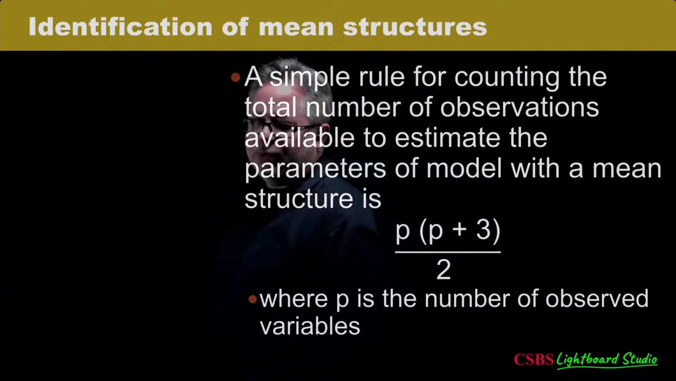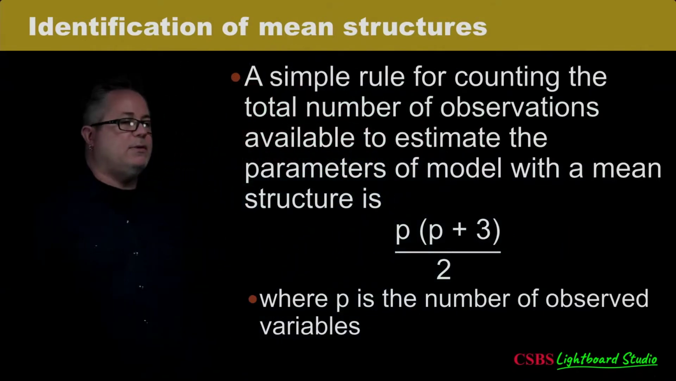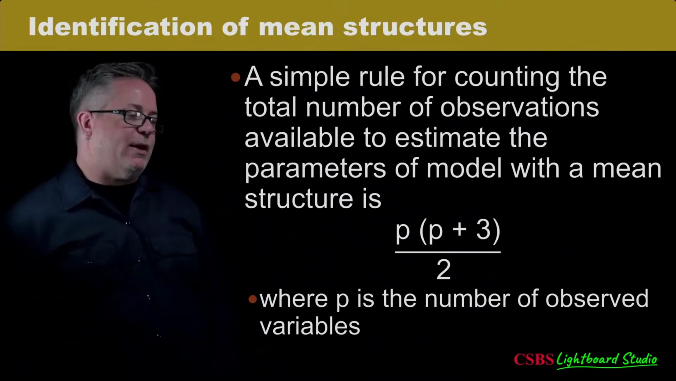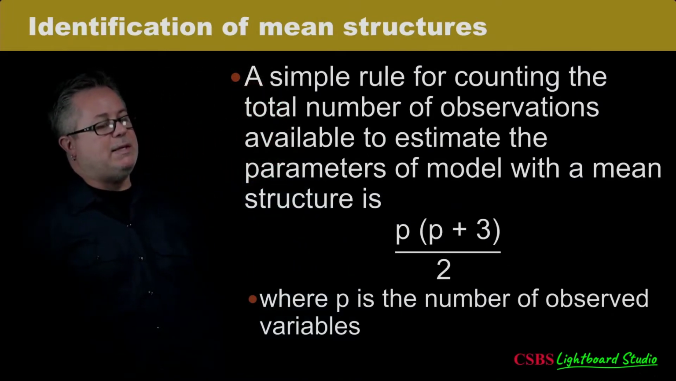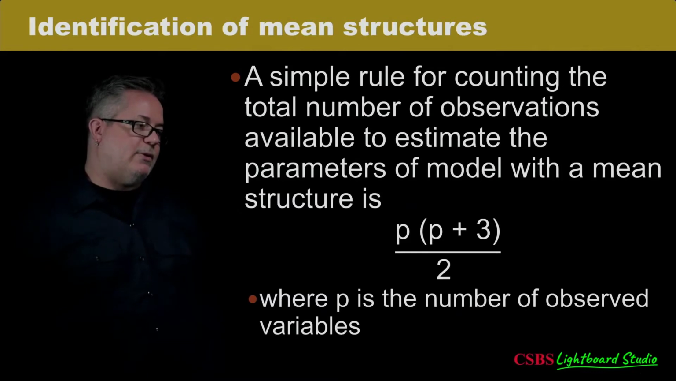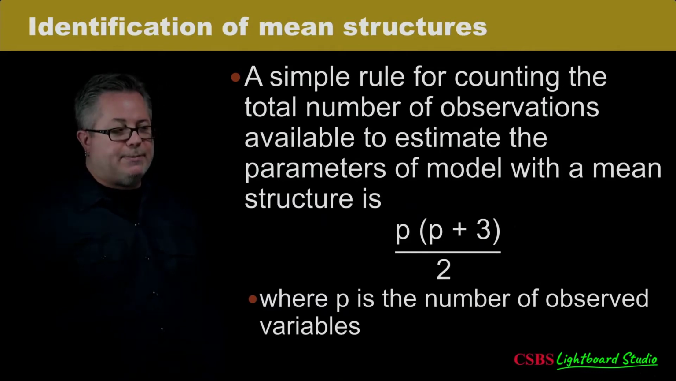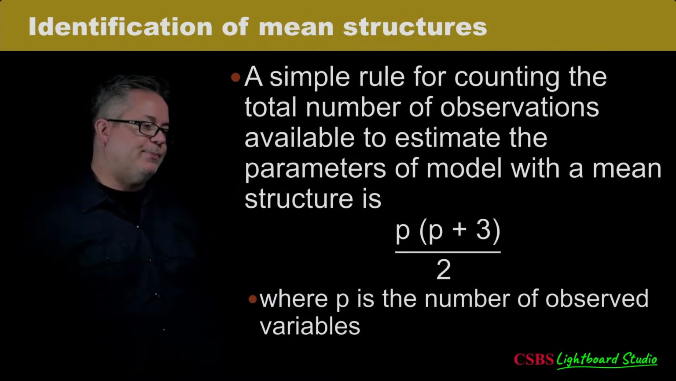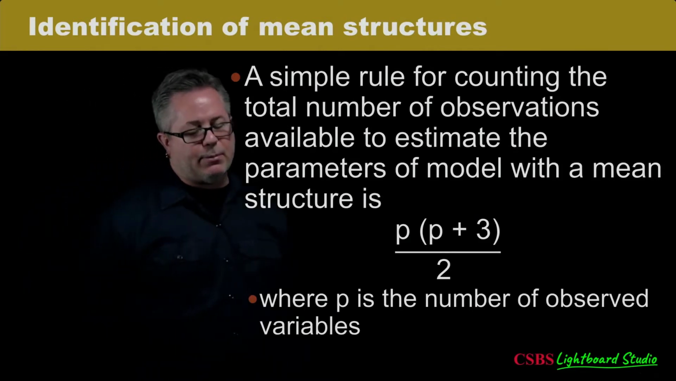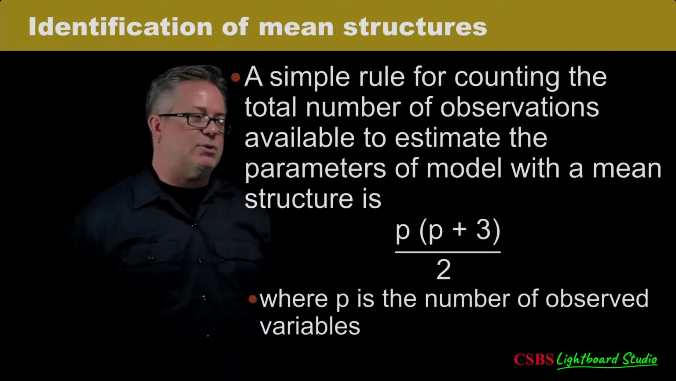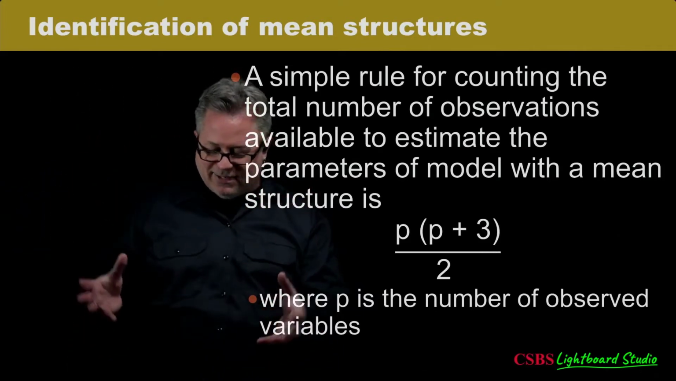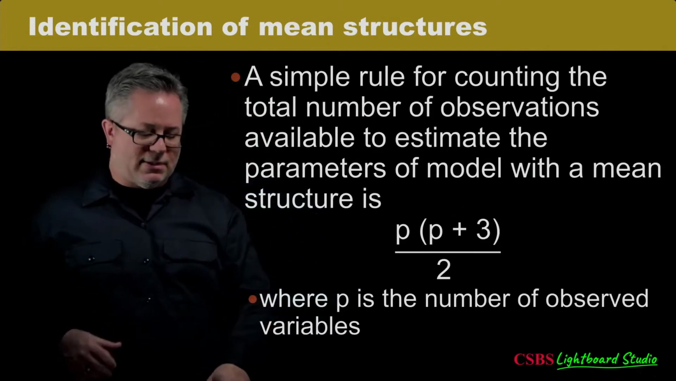So this simple rule is from Kline. I've seen this in other places, and it sort of is right, but not quite. It bugs me a little bit. So a simple rule for counting the total number of observations available to estimate parameters of a model with a mean structure is P times P plus 3 divided by 2, where P is the number of observed variables. So before we were doing P times P plus 1. Now it's P times P plus 3 divided by 2. The problem is this looks at the number of available data points as one monolithic thing, when really it's split into two parts.